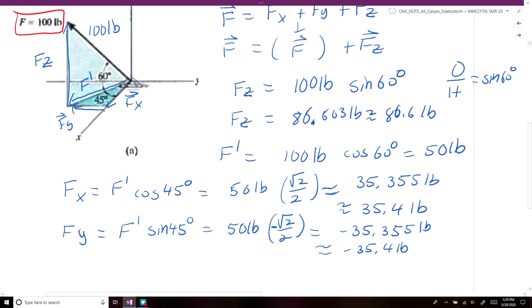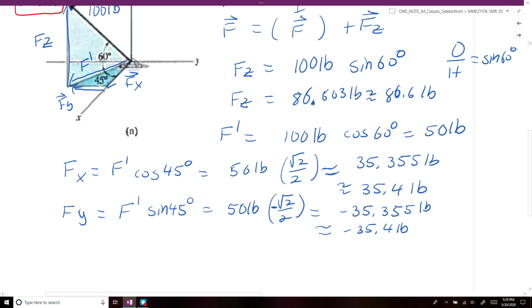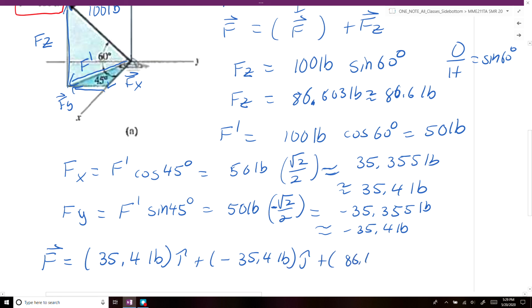The last part of the problem asked us to write this all in Cartesian form. So we could write the x component as 35.4 pounds i, plus minus 35.4 pounds along the y-axis, plus 86.6 pounds along the positive z-axis.